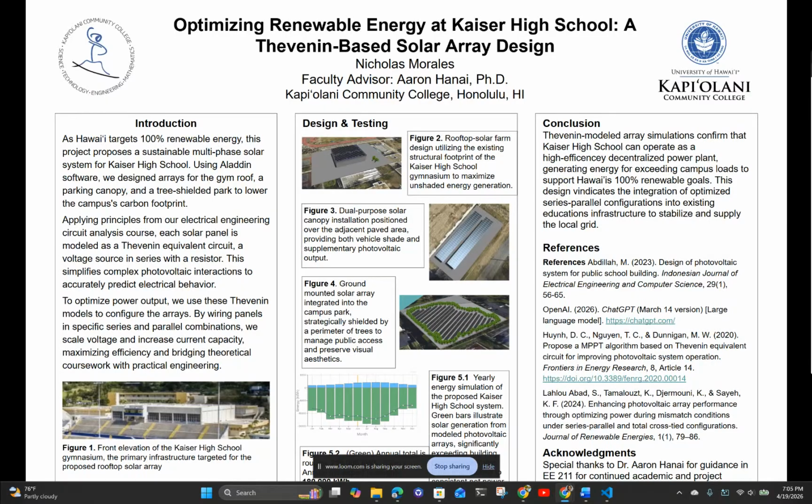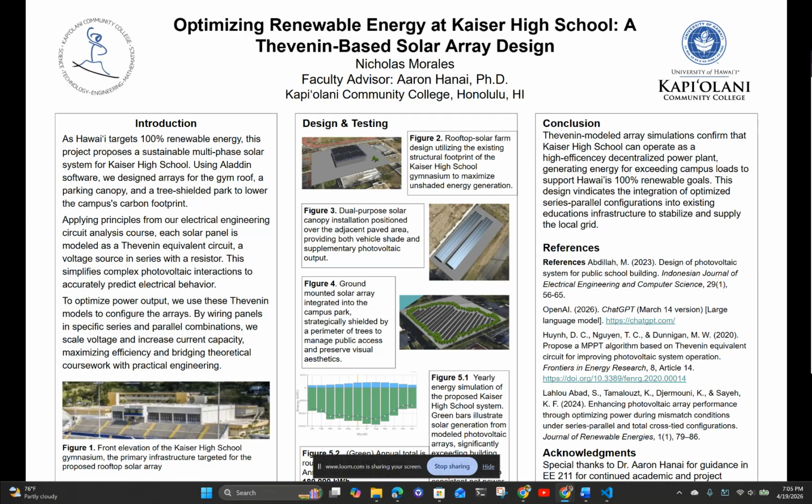We compensated for shadows and different times of the year. So we ran a year long simulation. And by running the physics across the year, we can compensate for the seasonal dips and ensure the system remains efficient even when the sun is lower in the sky during the winter months.